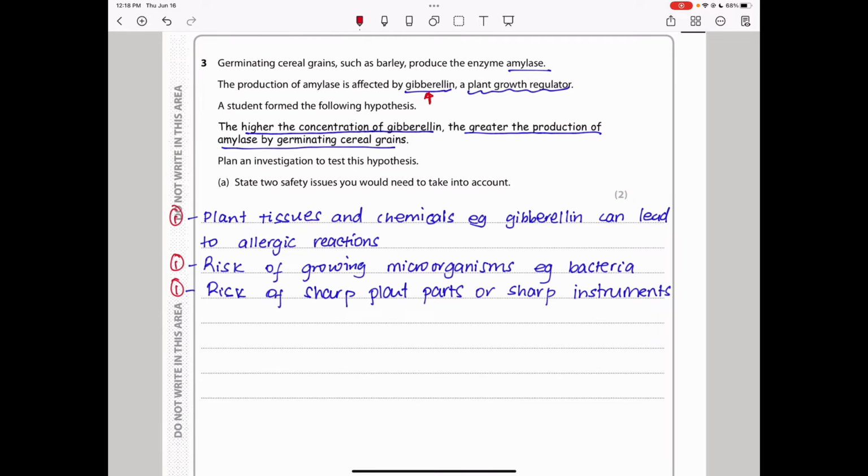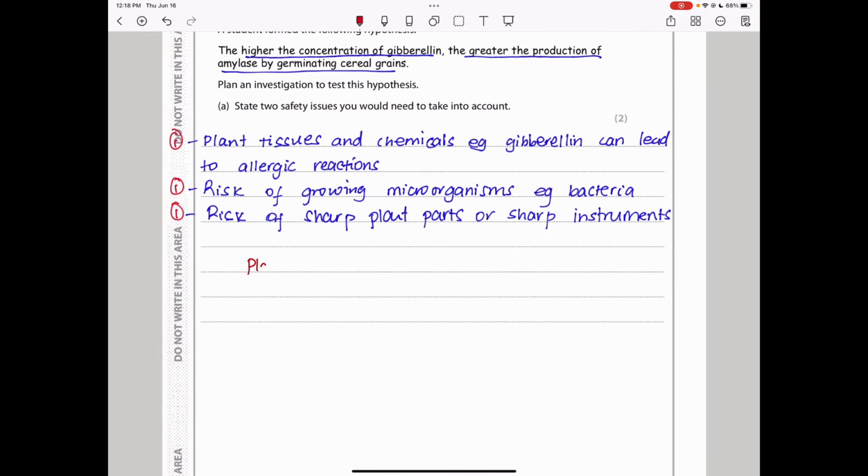Part A, state 2 safety issues you would need to take into account. Because here we are working with plant material, and then there is a chemical involved. The plant material could have some fluids coming out of the plants that could cause allergies. And then the chemical could also cause allergic reactions to our body, so we need to use gloves. That is a good way to protect yourself.